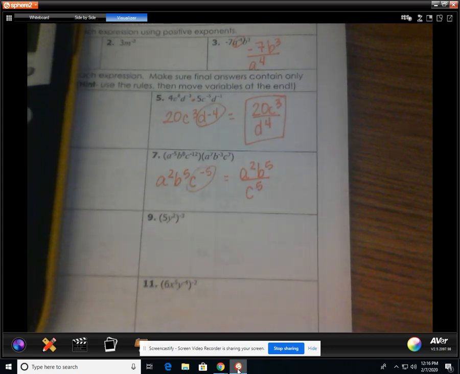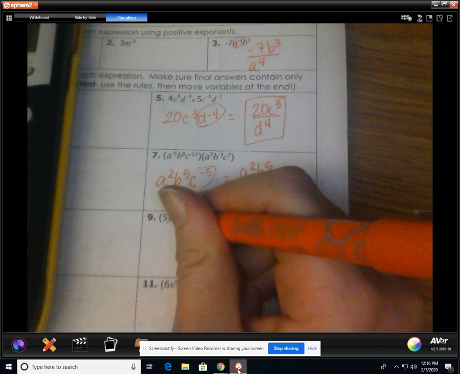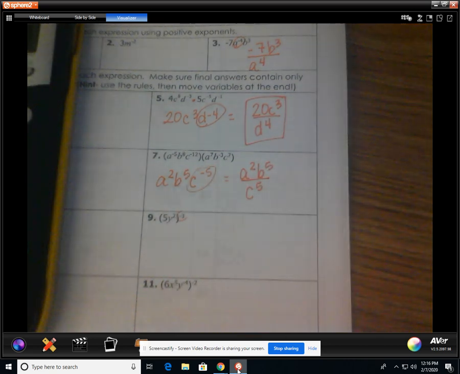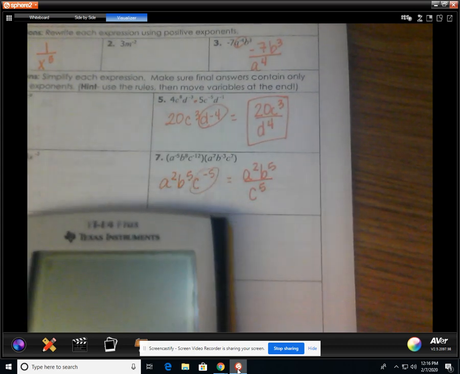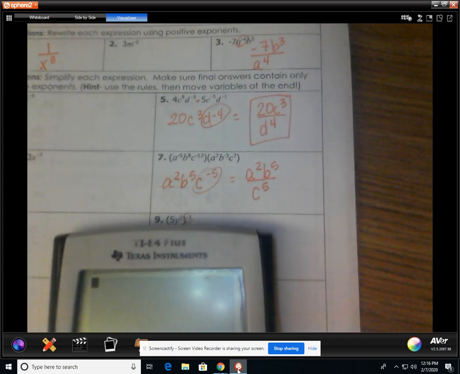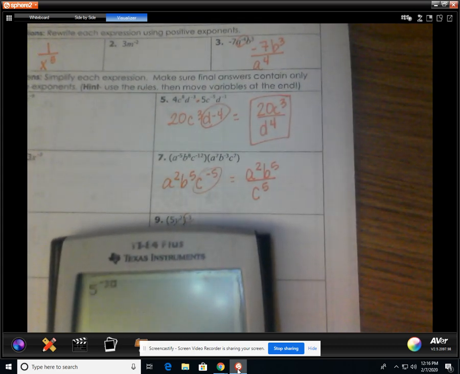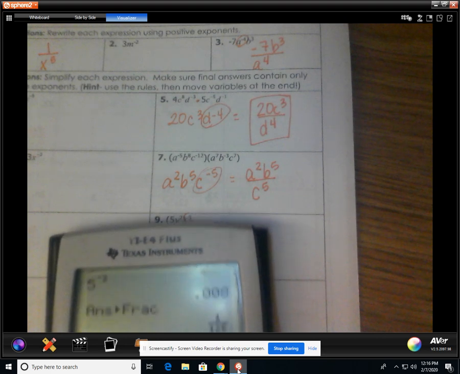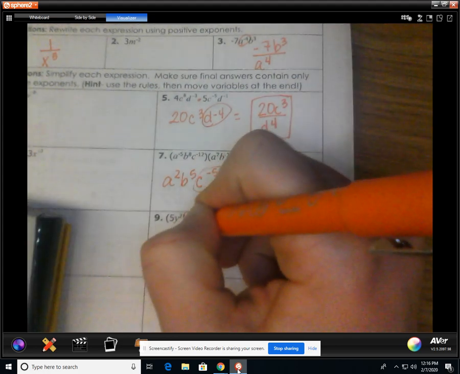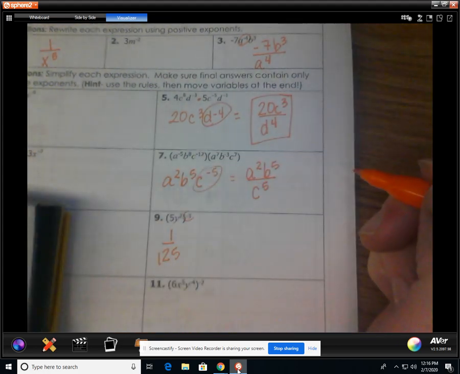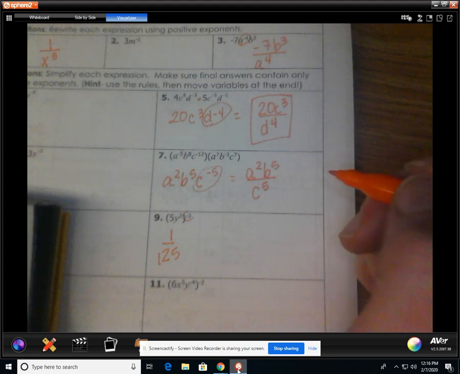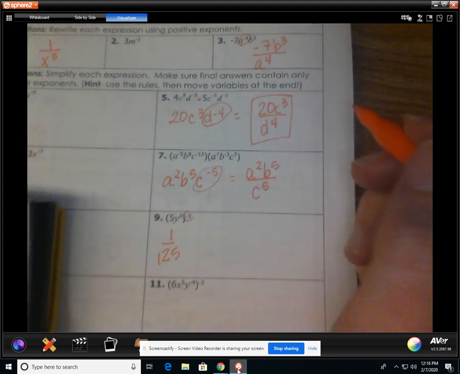For number 9, we're now doing the exponent rule with the power rule. Okay, so power rule. You need to be very careful on this one. I have a 5, and it's to the negative third power. Well, I don't like decimals, so we're going to convert this back to a fraction, and that gives me 1/25. So this is 1/125.